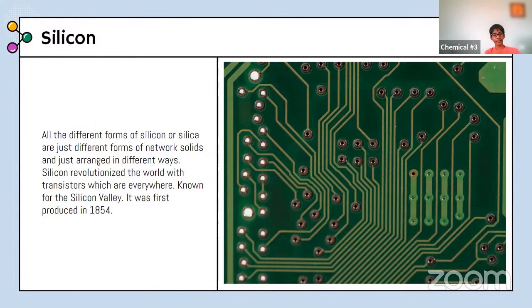And one fact you should probably remember was that it was produced in 1854. Since it revolutionized the world, and a lot of people and companies from Silicon Valley have revolutionized the world, Silicon Valley gets its name as it's a place where a lot of people revolutionize the world. Next slide.